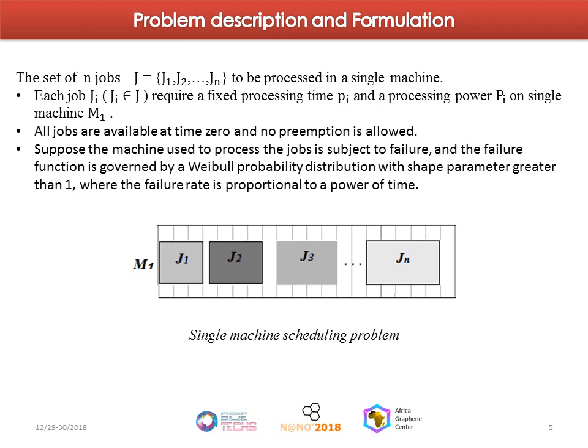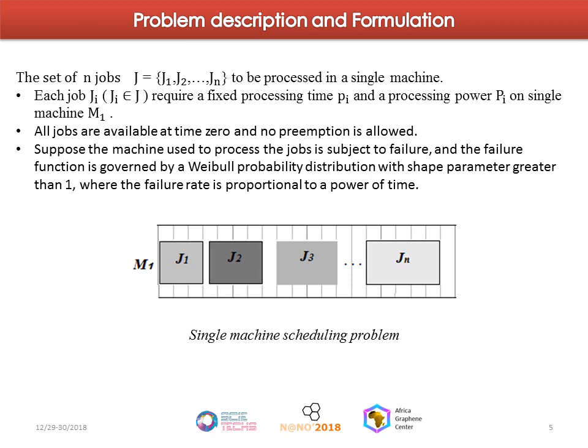In this problem, a set of n jobs is to be processed on a single machine. Each job requires a fixed processing time and processing power on the single machine. All jobs are available at time zero and no preemption is allowed.